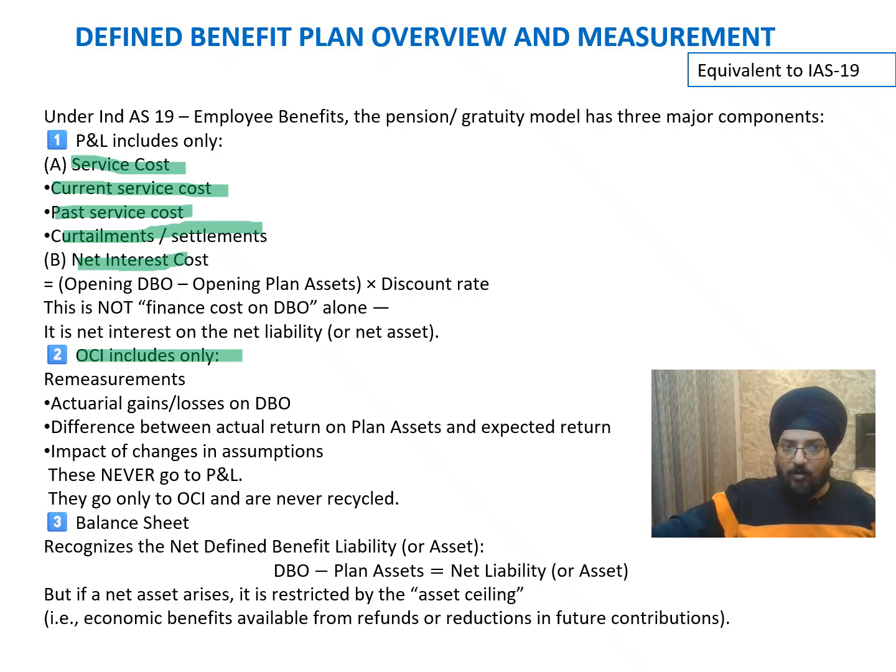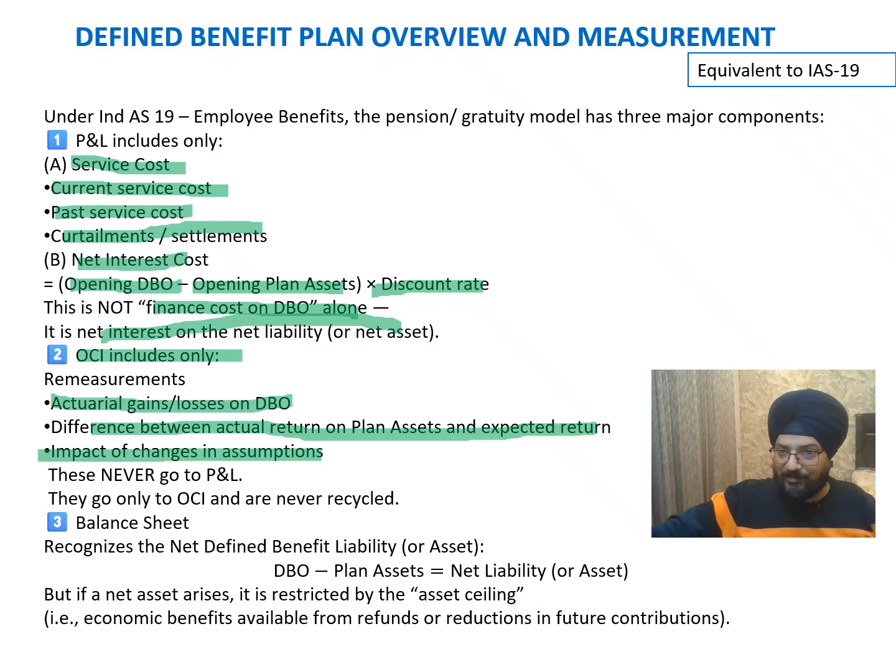Net interest cost is the opening DBO minus opening plan asset, multiplied by the discount rate. So we used this formula in the last slide. This is not the finance cost on the DBO alone. It is the net interest on the net liability or the net asset. Likewise, remeasurement is actual gains or losses on the DBO, the difference between the actual return on the plan asset and the expected return, and the impact of the change in the assumption. So these three we also looked at, where we applied this difference of the rate of 7% versus 8% on the plan asset to identify the amount that will go to the OCI.